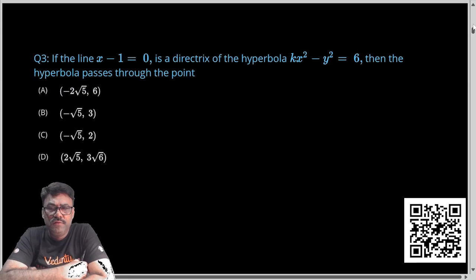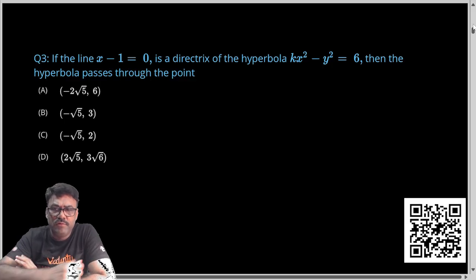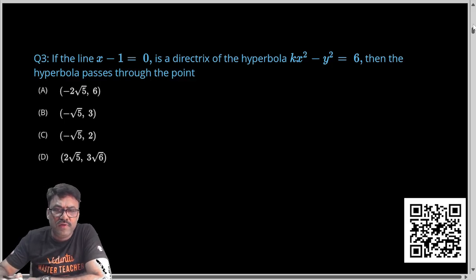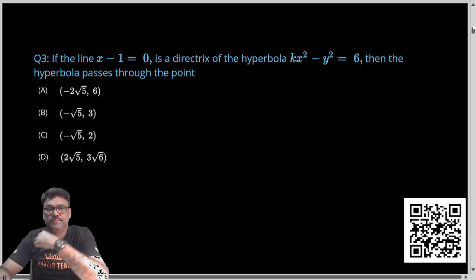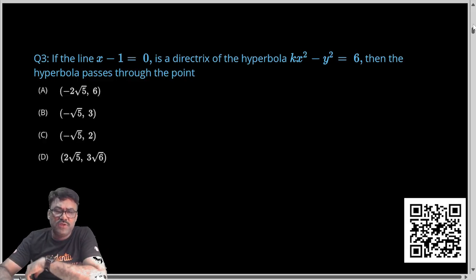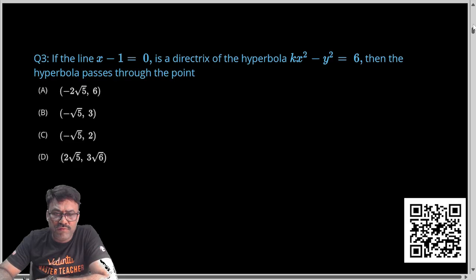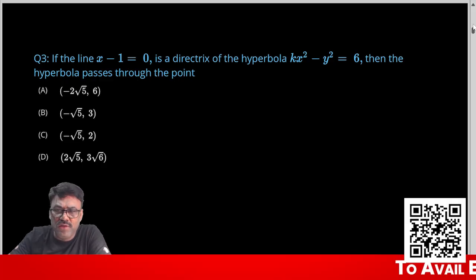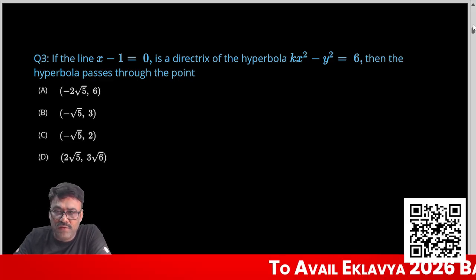So in this question, this is based on hyperbola, standard hyperbola. They are saying that the line x equals 1 is basically the directrix of this hyperbola. Then we have to check out of these 4 given options, which point satisfies this hyperbola. The hyperbola passes through which of these points. So basically, let's rewrite this hyperbola in a standard form first.